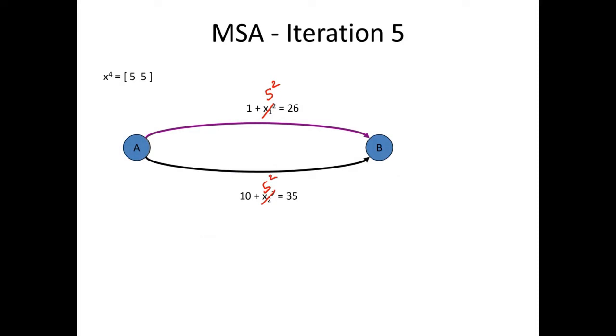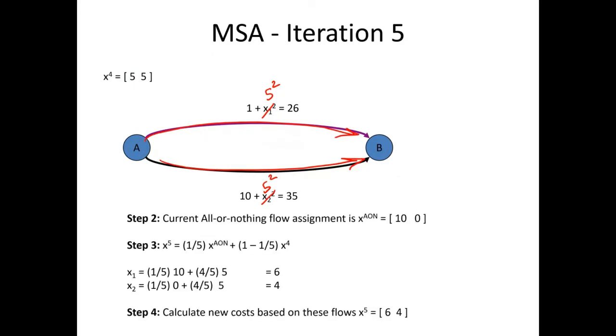And then we do another all or nothing assignment. This is the top path. This is the bottom path. Let's do the all or nothing assignment. So x star 1 would be 10. X star 2 would be 0, right? This was from the previous iteration, the x values, and now we want to find x51 and x52, right?